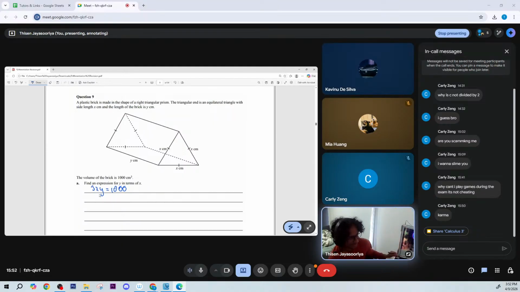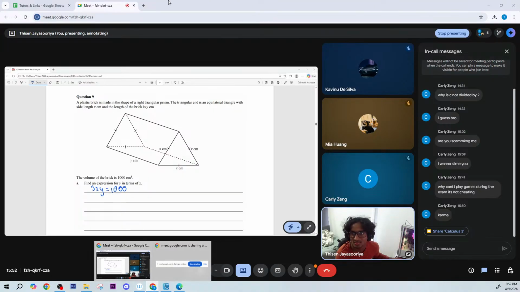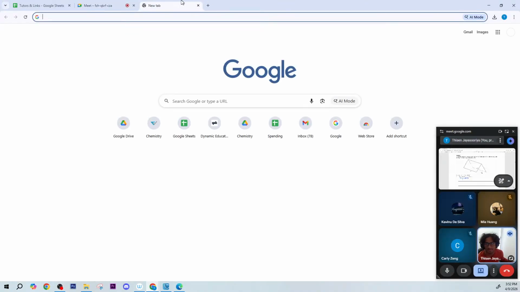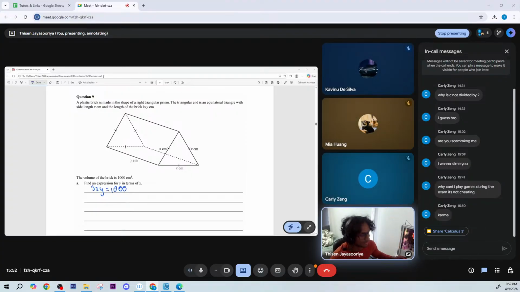So I'll explain this formula that Kavinu has used. Do you guys have your good friend with you? Your good friend is your methods formula sheet. So there's two formulas you can use here.